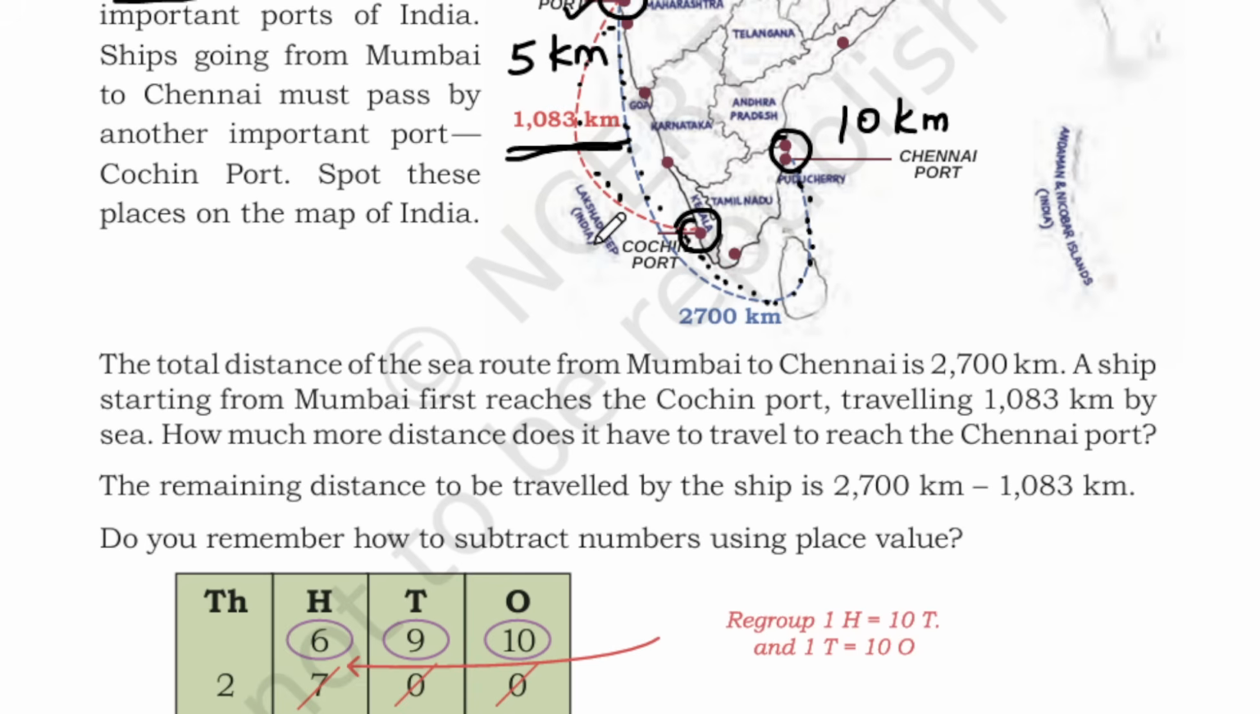So now what we have to do? We have to minus 5 from 10 to get the kilometer. So 10 minus 5 is 5. So we still have 5 more kilometers to cross to reach Chennai. Okay, this is just an example. So what we have to do? We have to subtract the distance covered already from the total distance. So the total distance from Mumbai to Chennai is 2700 kilometers. Now we have already crossed 1083 kilometers.